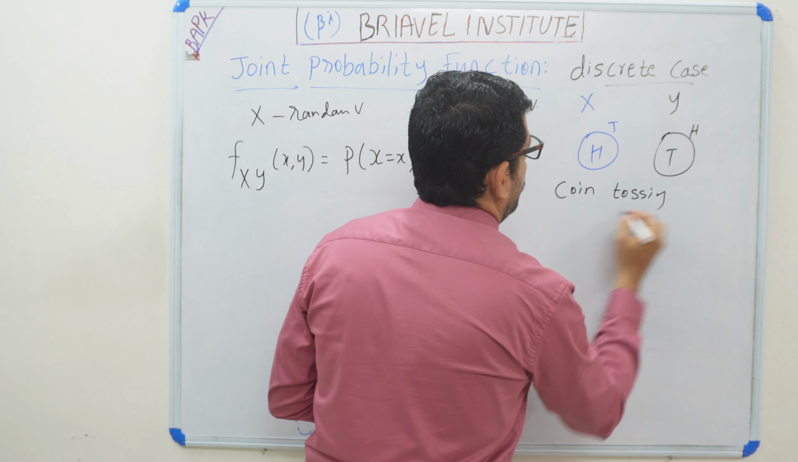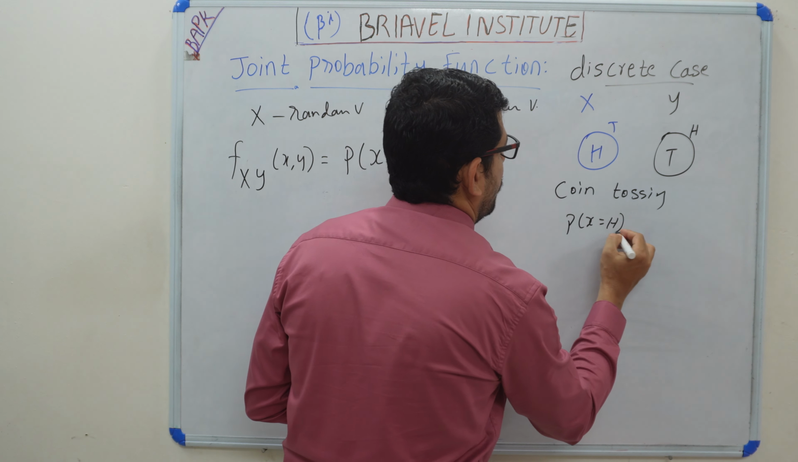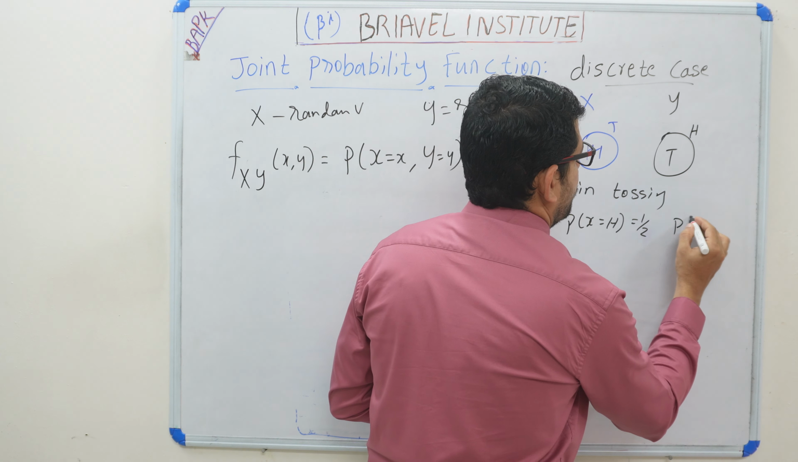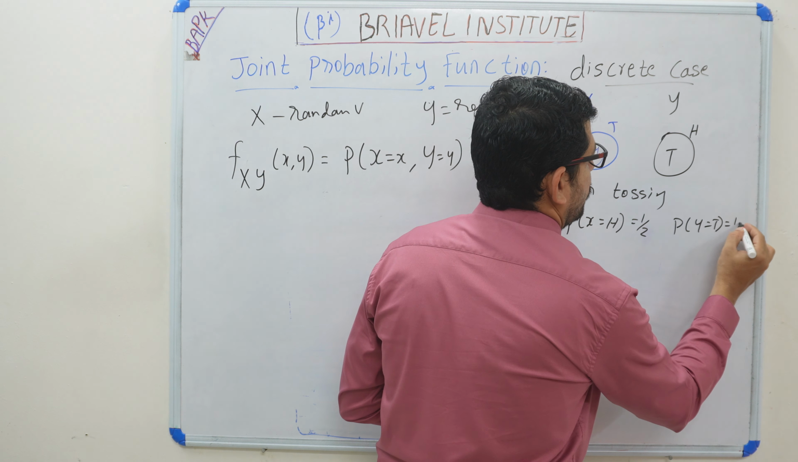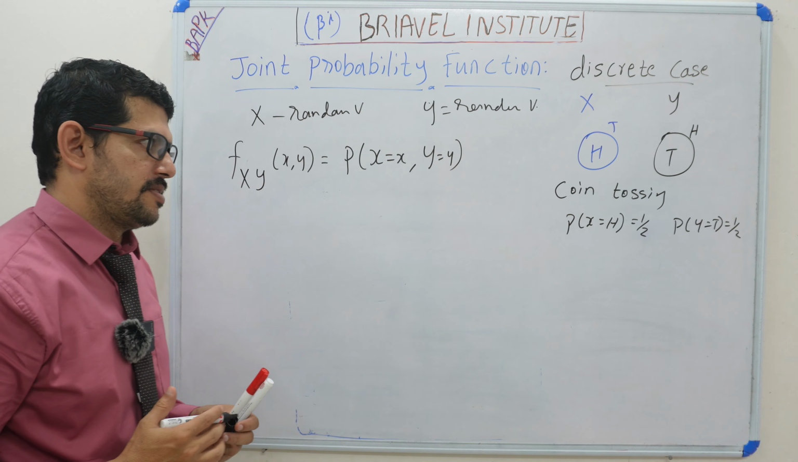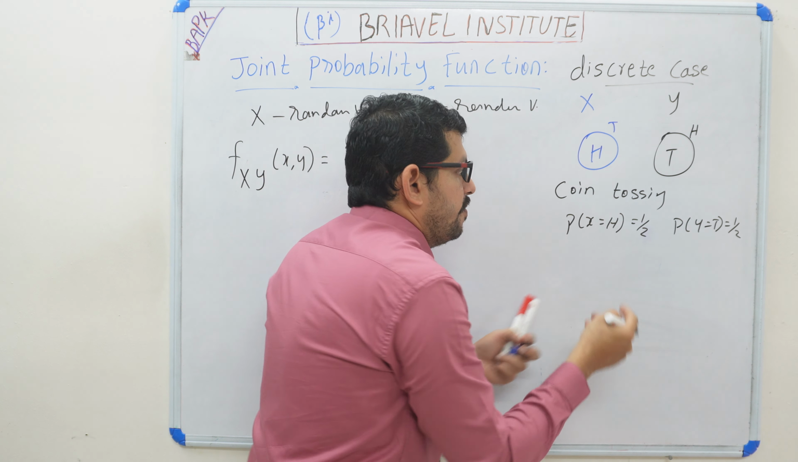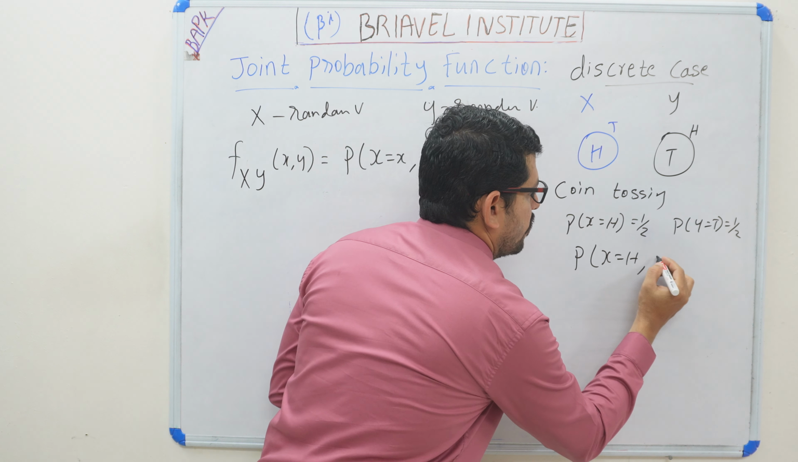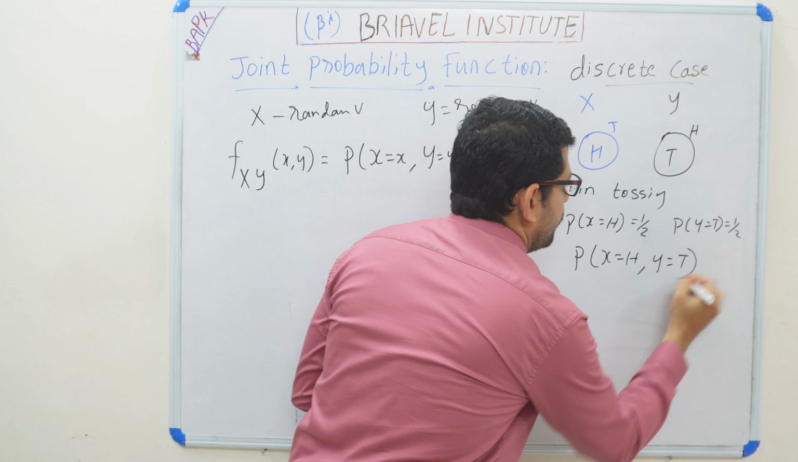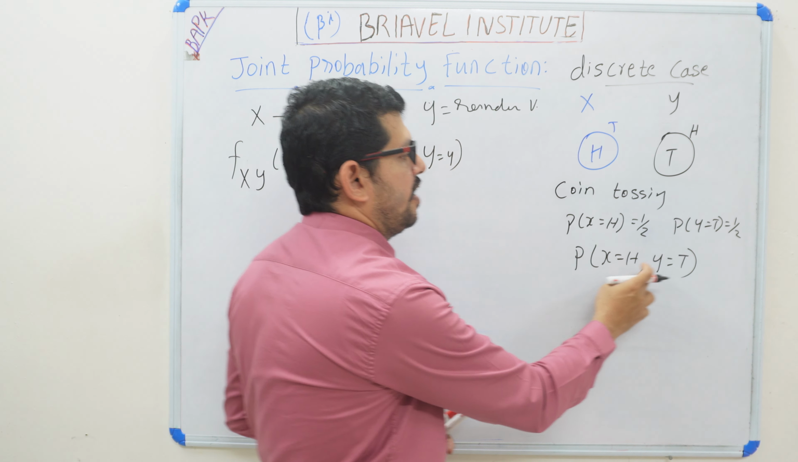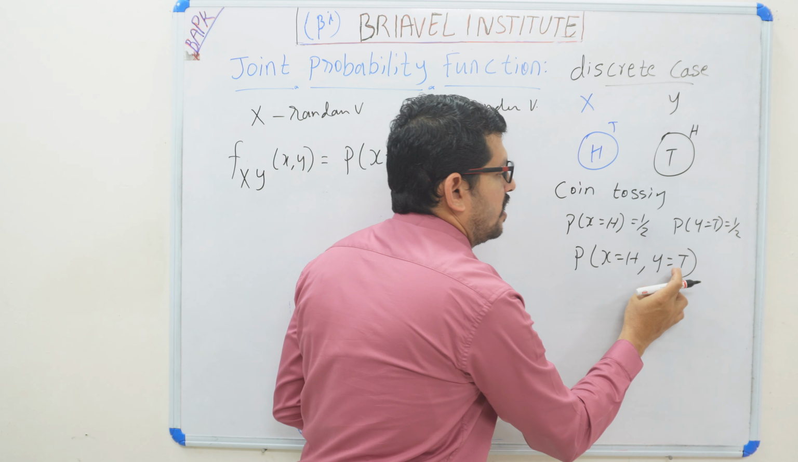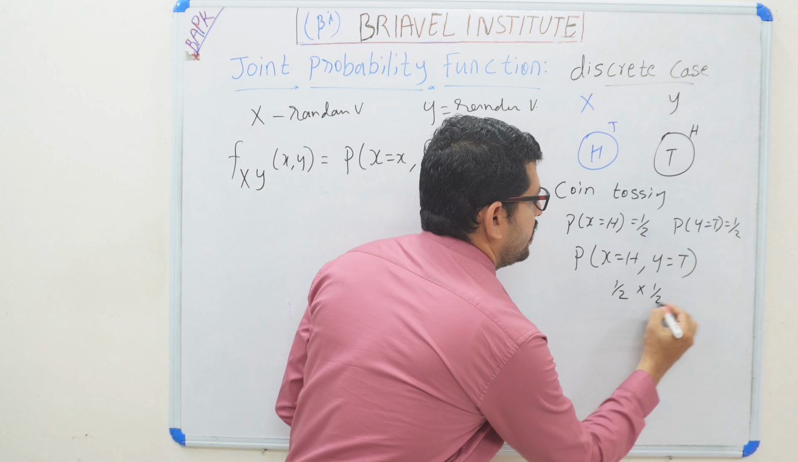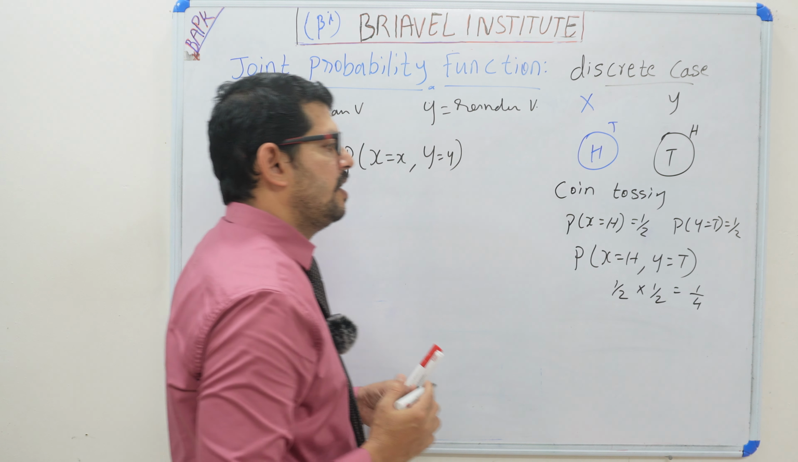So what will be the probability? Probability of x is equal to h, head. What is the probability? It is 1 by 2 chances. And probability of y is equal to t. What is the probability? It is also 1 by 2 chances. So how do we represent tossing 2 coins jointly at the same time? X is equal to h, comma y is equal to t. We got x is equal to h, head, and on the y coin I got the result of tail. So what will be the probability? 1 by 2 into 1 by 2. So this probability is equal to 1 divided by 4.